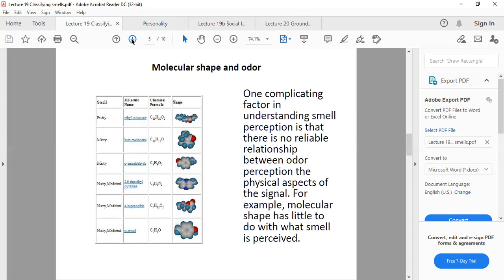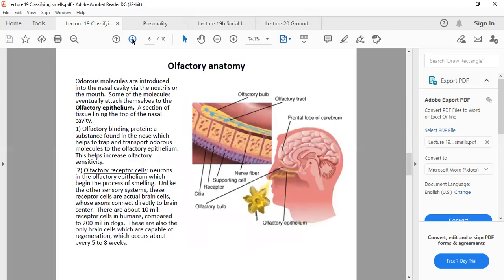And then looking at some certain molecular structures. One complicated factor in understanding smell perception is that there is no reliable relationship between odor perception and the physical aspects of the signal. So they are saying that the molecular structure doesn't influence the way you perceive smell, but smell just comes as it is. So just looking at a portion of olfactory anatomy, just for us to understand why we were talking about classification of smell.